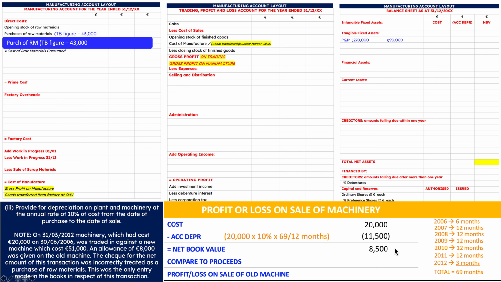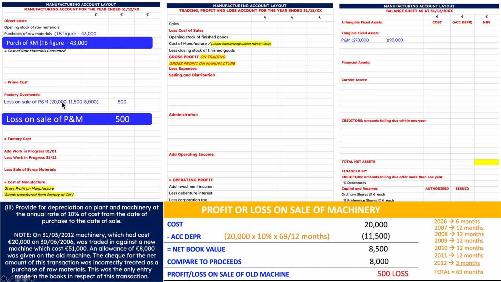If we take that away from the cost, we'll get the net book value. So we'll compare the net book value, this is how much it was worth at the time of sale, to how much we got for it, which was 8,000. Again, unfortunately, they made a €500 loss, which we will record up in factory overhead. So the loss on sale of machine is the cost, minus the accumulated depreciation, compared to the proceeds, €500.